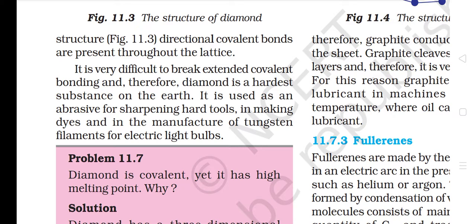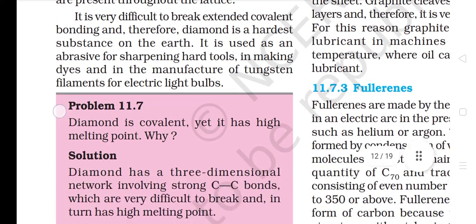It is very difficult to break extended covalent bonding, and therefore diamond is the hardest substance on the earth. It is used as an abrasive for sharpening hard tools, in making dies, and in manufacture of tungsten filaments for electric light bulbs.